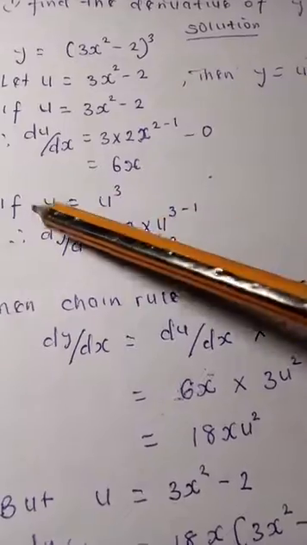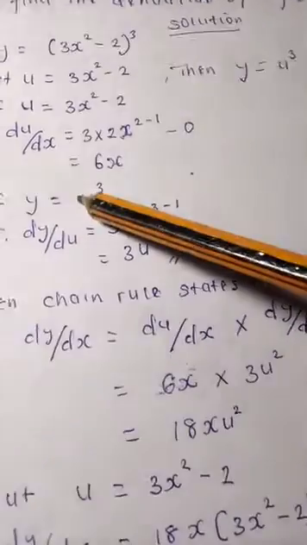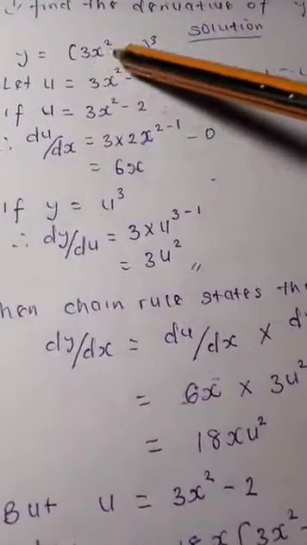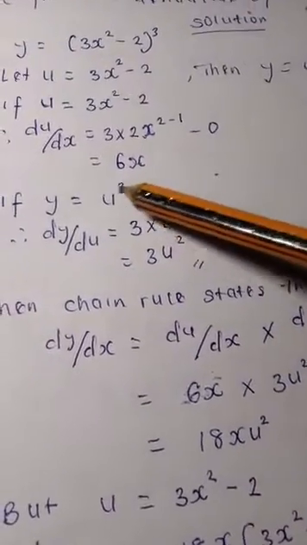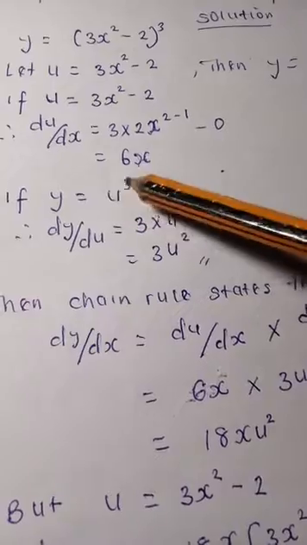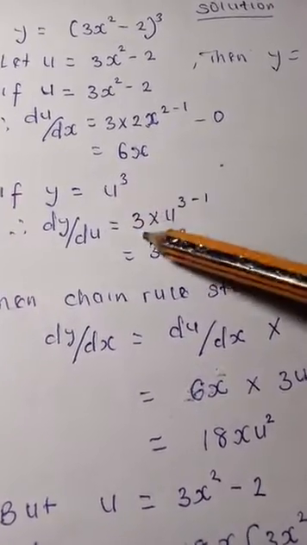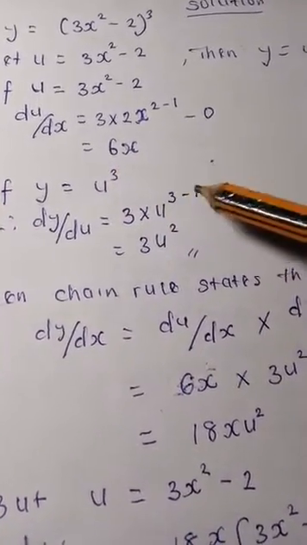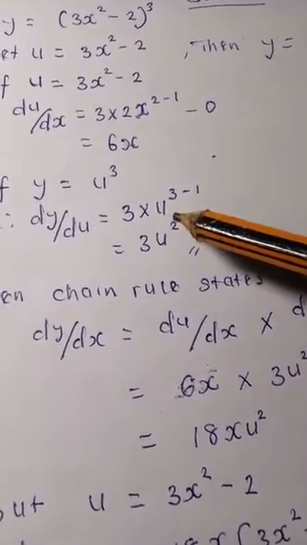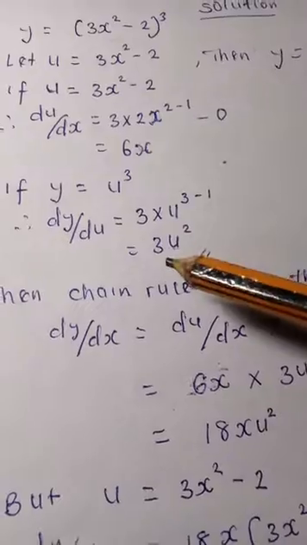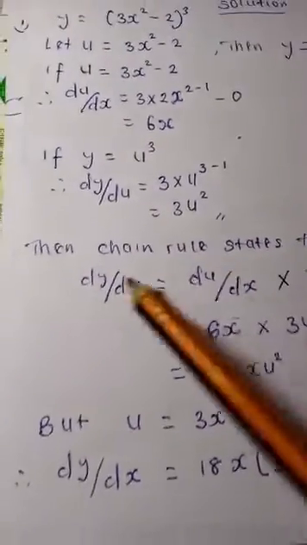So if y is equal to u raised to power 3, what is dy/du? The 3 will come down, because I've represented this thing as u. So y is equal to u to the power 3. We take the 3 down, 3 times u, then 3 minus 1 using the formula. So we have here 3u squared. If you have not watched other videos, go and watch them. Don't come and jump into this one.